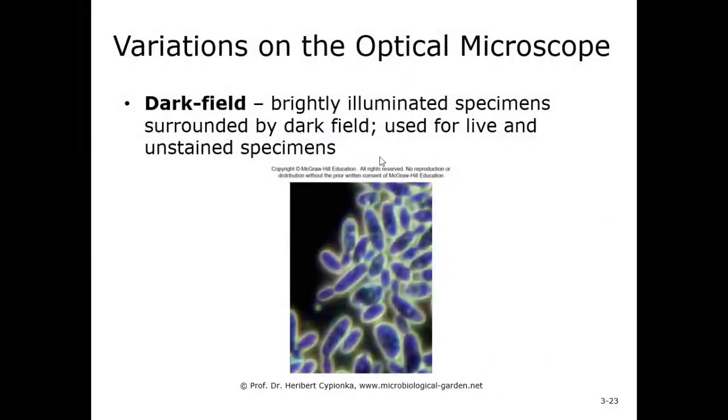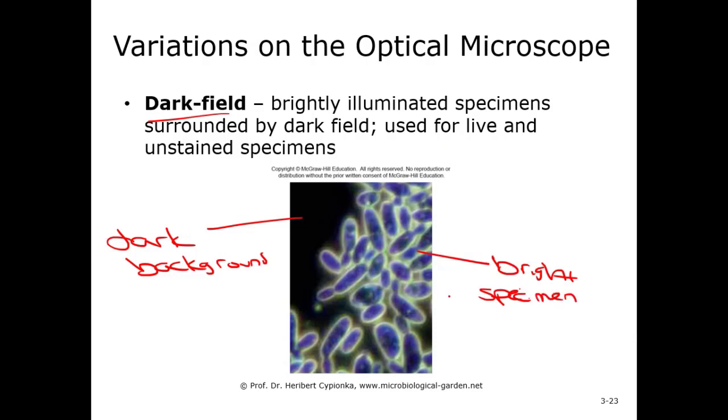The next type is similar, but it's dark field. So in dark field, the background is dark. You have a dark background, but you have a nice bright or light specimen. Now, this is a really specialized type of microscopy. It might be used if you want to look at live bacteria. In our lab at home, we will not be looking at living bacteria. We are going to kill our bacteria before we look at them. So we're not going to do this, but it would be used for looking at live specimens.